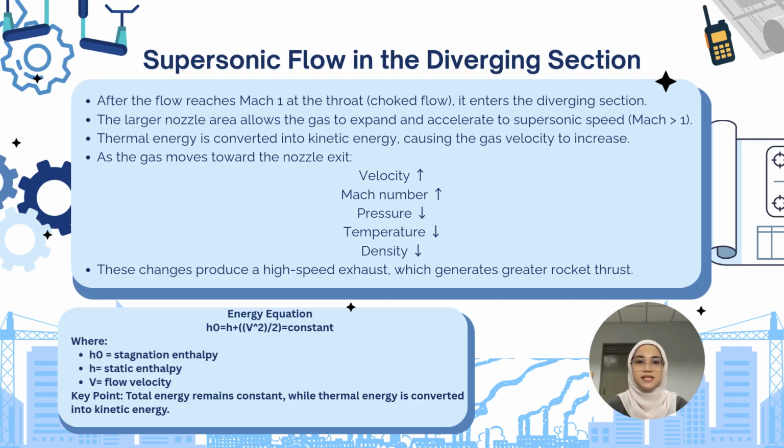During this process, the gas converts thermal energy into kinetic energy. This means the heat energy is changed into the energy of motion, so the gas moves much faster. As the gas moves toward the nozzle exit, its velocity and Mach number increase while its pressure, temperature and density decrease. The equation shown here tells us that the total energy remains constant.